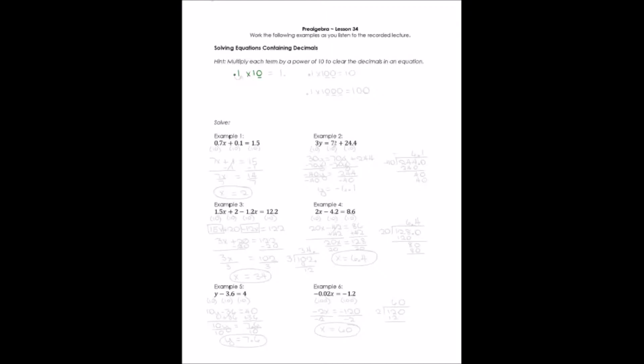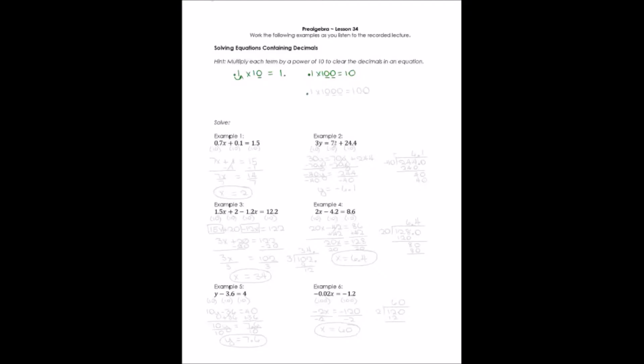number of zeros is 1, so I'm going to move it one place to the right, and I end up with the whole number 1, which I don't really have to put the decimal. If I took the same 0.1 and I multiplied it times 100, well, 100 has 2 zeros. I'd move my decimal point 2 places to the right, and I would end up with the number 10.